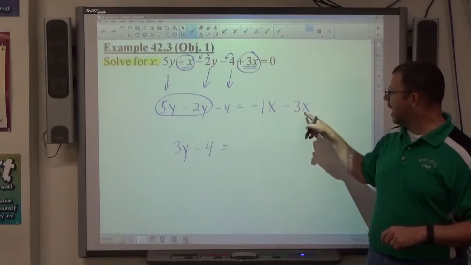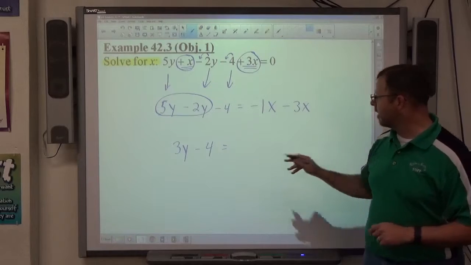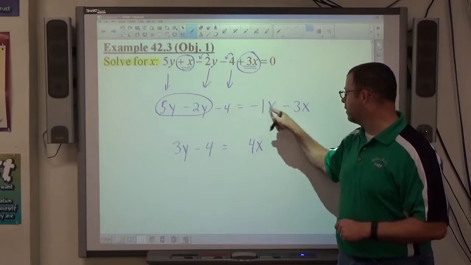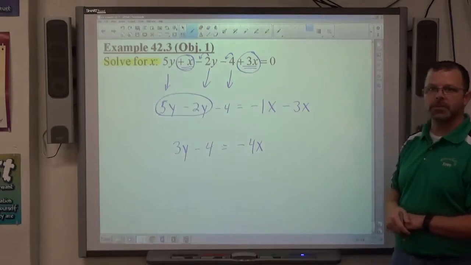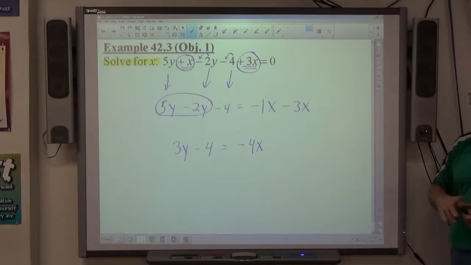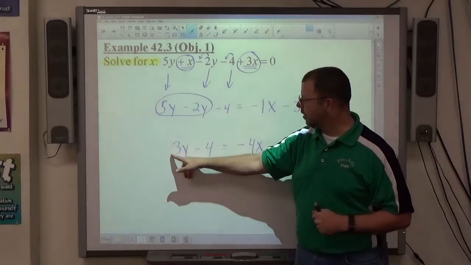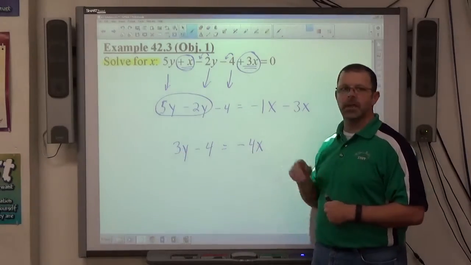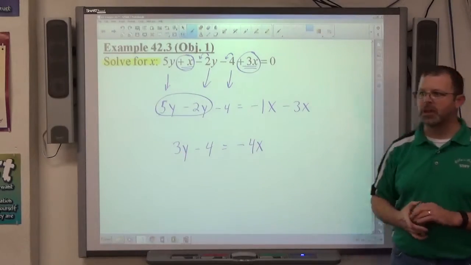All right. Over here, should I add or subtract these? Add. So I'm going to get 4x, and both are negative, so it's going to be negative 4x. Remember, when we're adding, the bigger number determines the sign every time. So 5 is bigger than 2, it's positive. 3 is bigger than 1, it's negative. Whatever sign the bigger thing is, that's the sign of the answer.